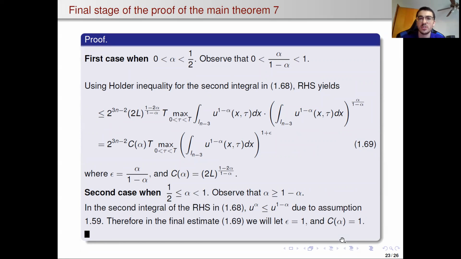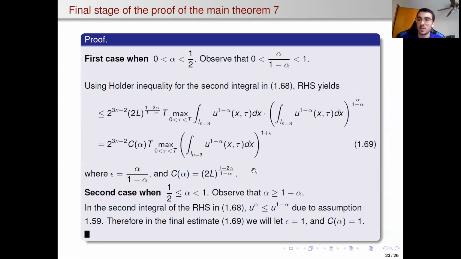Continuing, we take our first case when alpha is between 0 and 1/2, and we can observe that alpha over 1 minus alpha is between 0 and 1. So using our Holder inequality for the second integral of 1.68, this integral here, we can then achieve the same integral, but instead we have u^(1-alpha) to the power alpha over 1 minus alpha. Then to achieve 1.69, we can consolidate these powers into the same integral, but to the 1 plus epsilon power, where epsilon is equal to alpha over 1 minus alpha, and c(alpha) equals 2L to the (1-2alpha)/(1-alpha).